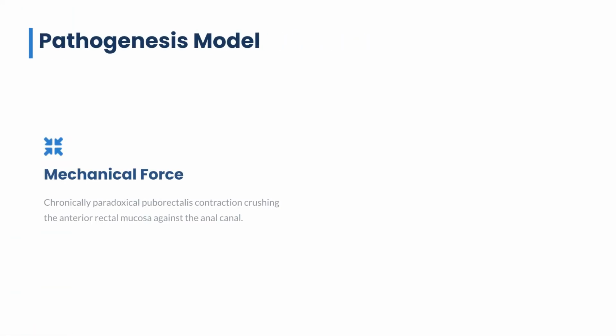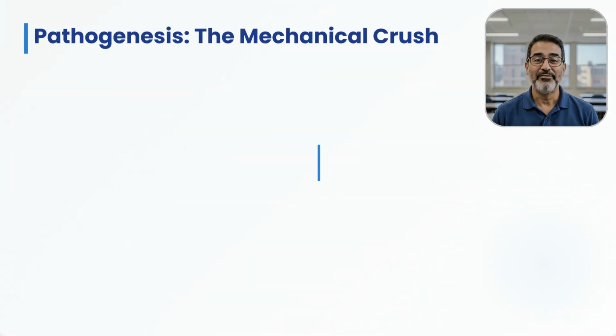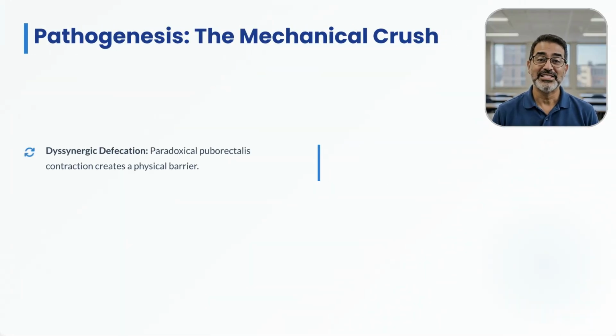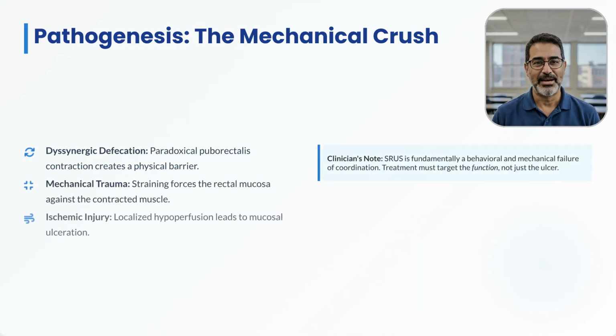The pathogenesis model involves mechanical force, specifically chronic paradoxical puborectalis contraction. This leads to fibromuscular obliteration, the histologic hallmark of repetitive trauma and ischemia. The mechanical crush involves dyssynergic defecation, which creates a physical barrier. This leads to mechanical trauma, forcing the rectal mucosa against the contracted muscle, and resulting in ischemic injury.